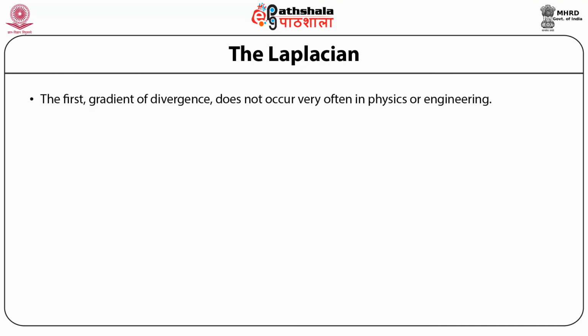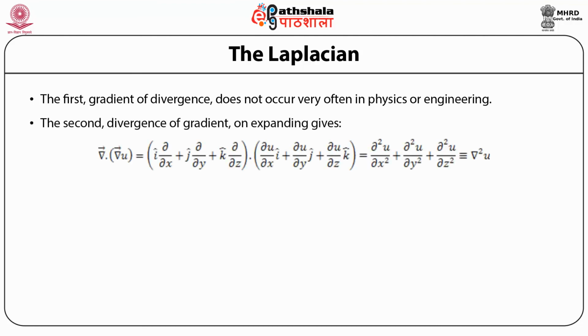The first, gradient of divergence, does not occur very often in physics or engineering. The second, divergence of gradient, on expanding gives del dot del u is equal to (i cap into del by del x plus j cap into del by del y plus k cap into del by del z) dot product with (del u by del x into i cap plus del u by del y into j cap plus del u by del z into k cap), which is equal to del square u by del x square plus del square u by del y square plus del square u by del z square, and can be written as del square u. It is also known as the Laplacian of u. Laplacian of a scalar is a scalar.